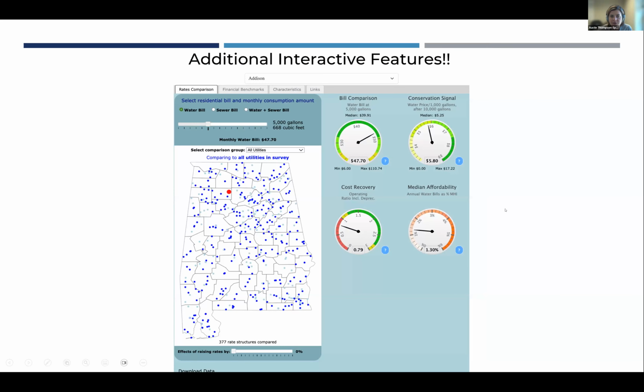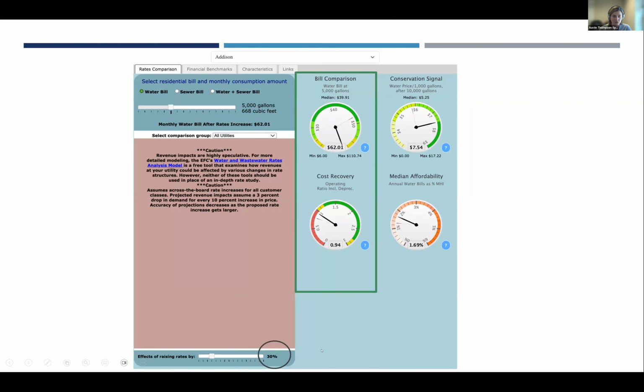All right, so I quickly want to talk about one additional interactive feature. One thing I skipped is this down here, the effects of raising rates by. This is actually a slider, and you can essentially slide the slider to see what will happen to how your bills compare, as well as your cost recovery, if you were to increase your rates. So you can see here, we selected 30%, which is pretty high. The first thing that happens is that this big red box pops up, which is basically saying, hey, we don't know a lot about your utility. This is just a modeling exercise. What we show here does not necessarily reflect what will happen for your utility.